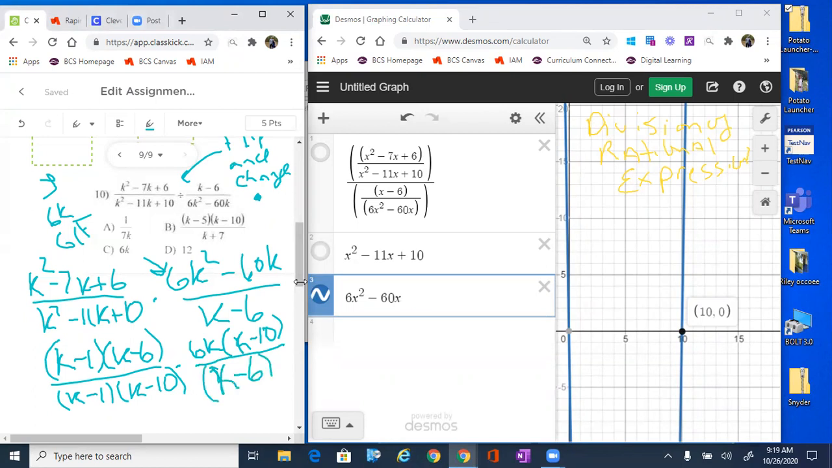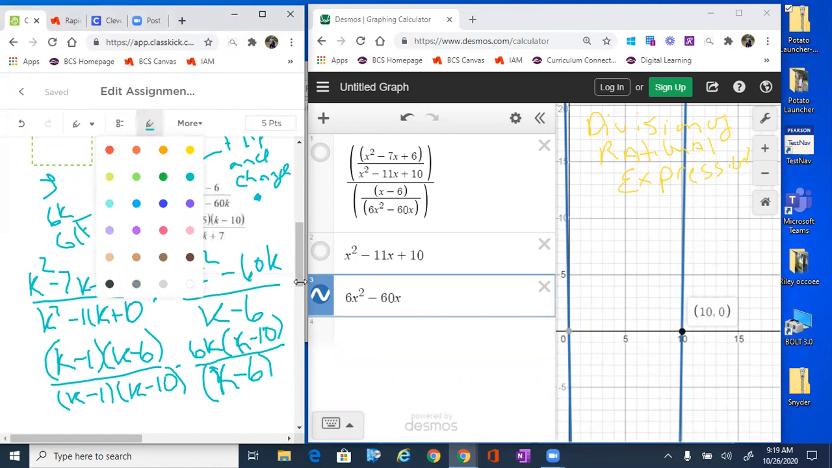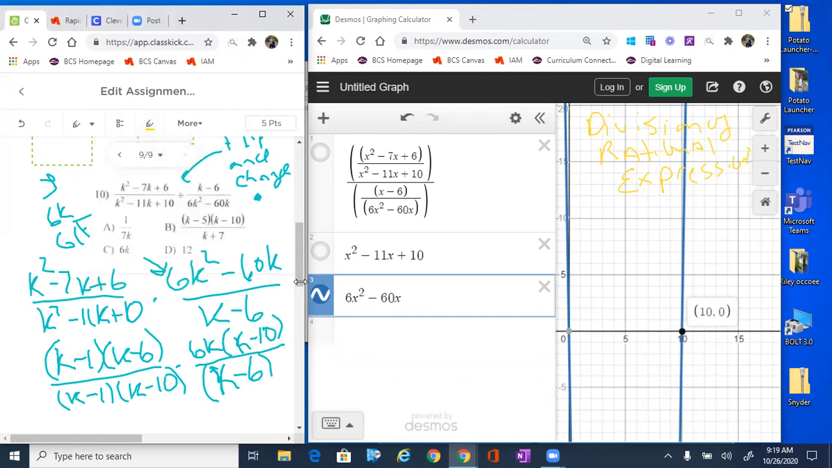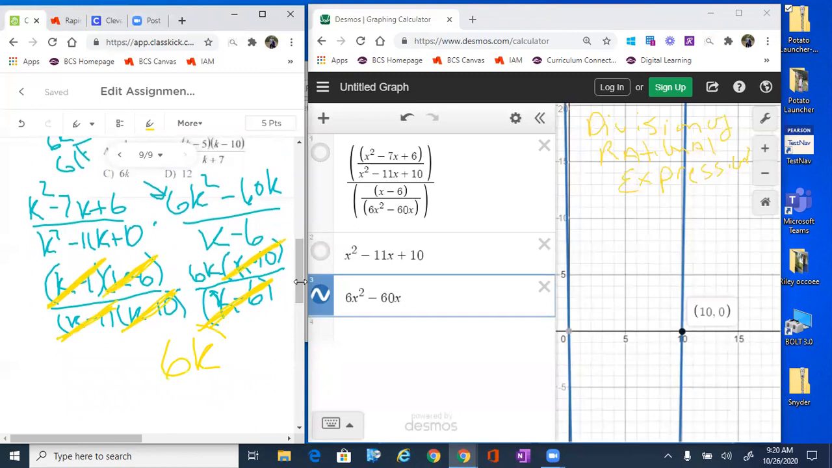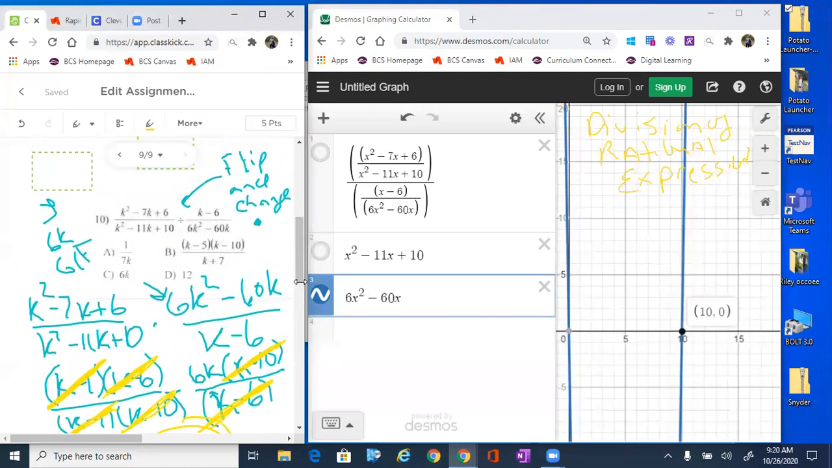Now, once we have this, we need to go through and cross out all the values that are exactly the same. It's just like multiplication. So I know that k minus 1 is a value, and it divides off with k minus 1. Remember, we can only simplify from top to bottom. Then I go k minus 6 and k minus 6, top to bottom. I go k minus 10 and k minus 10, that is top to bottom. And it looks like what we are left with is 6k. Now, that tells me the answer should be C in this case.